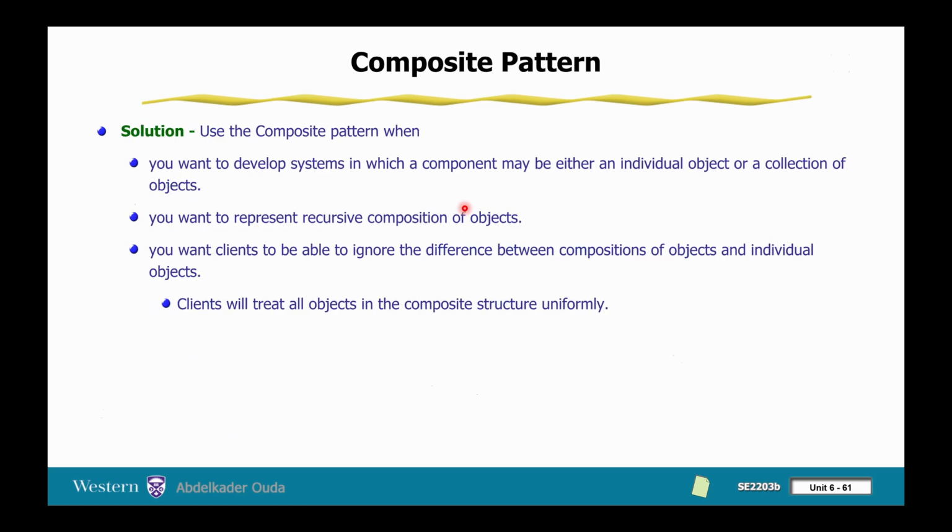Questions? Okay, I think we already covered this slide, when we recommend to use it. Now I just repeat it for you. You want to develop a system in which a component may be either an individual object or a collection of objects, which is a hierarchical relationship. You want to present a recursive composition of objects, or you want a client to be able to ignore the difference between a composition or a collection of individual objects. And the client needs to treat all of them with one uniform interface.